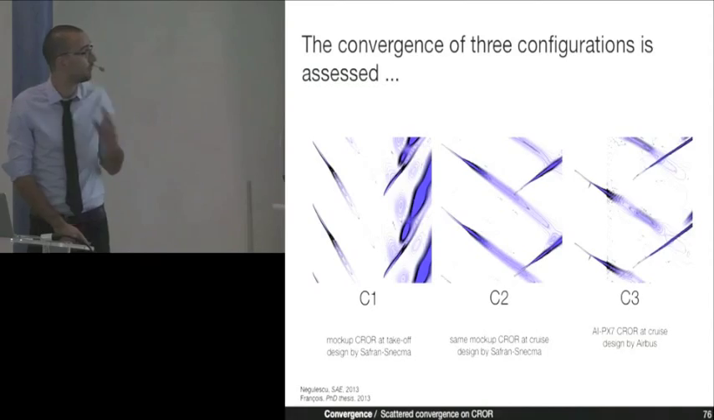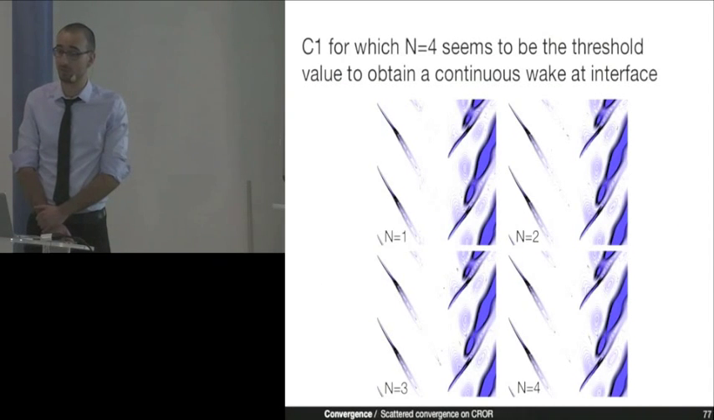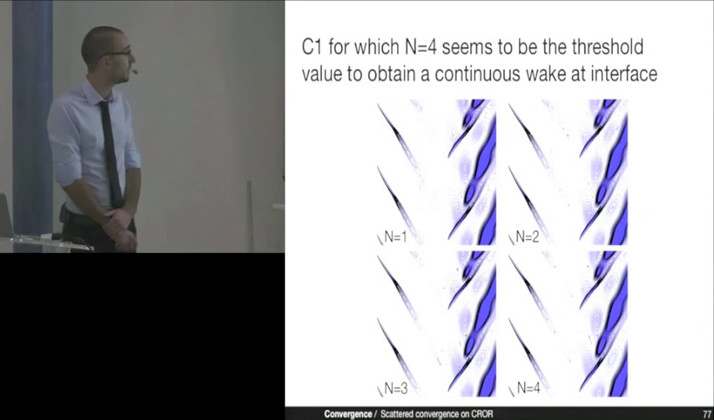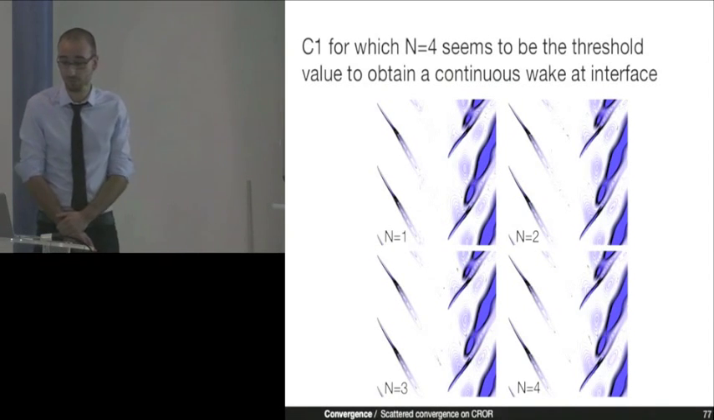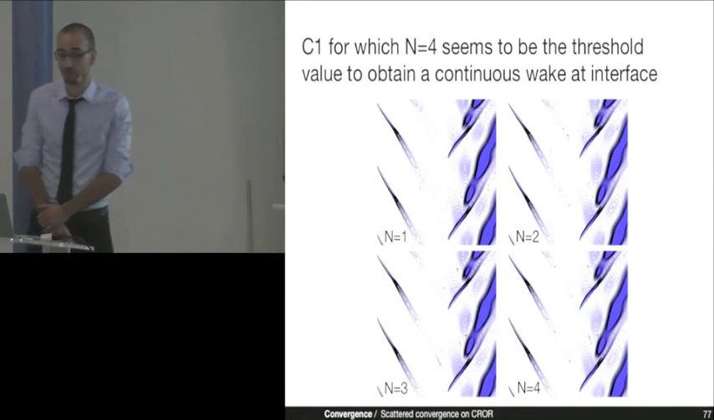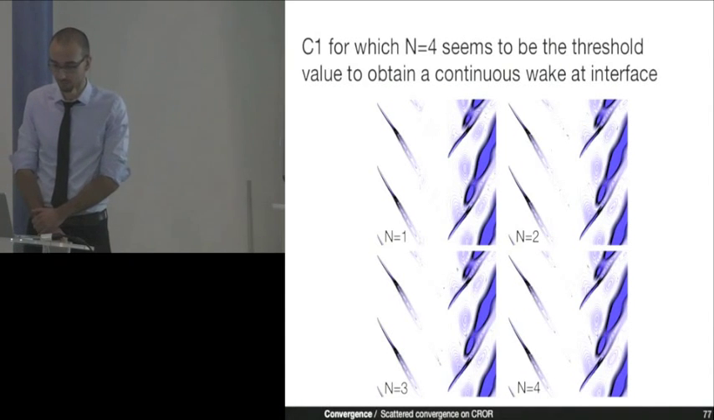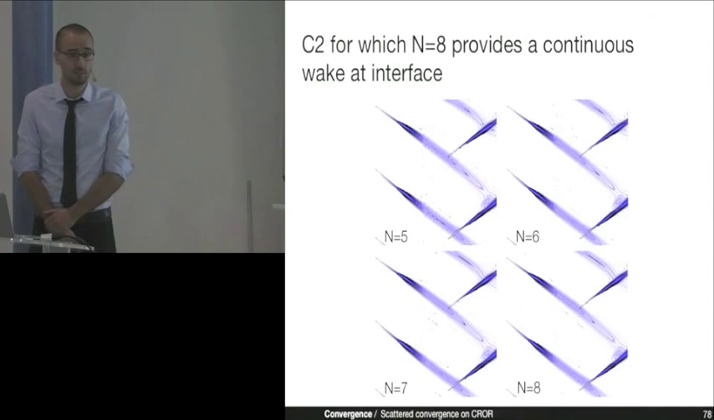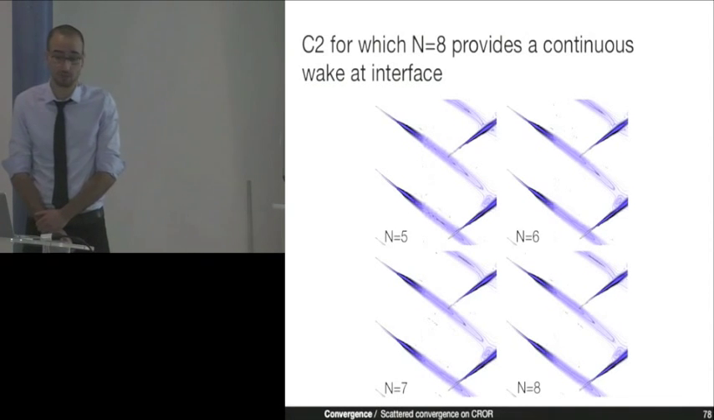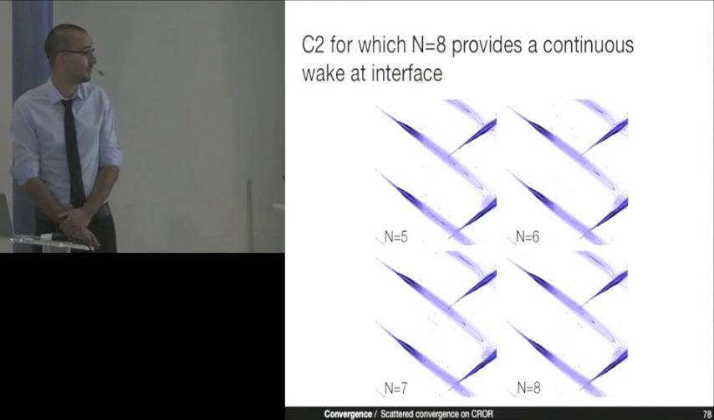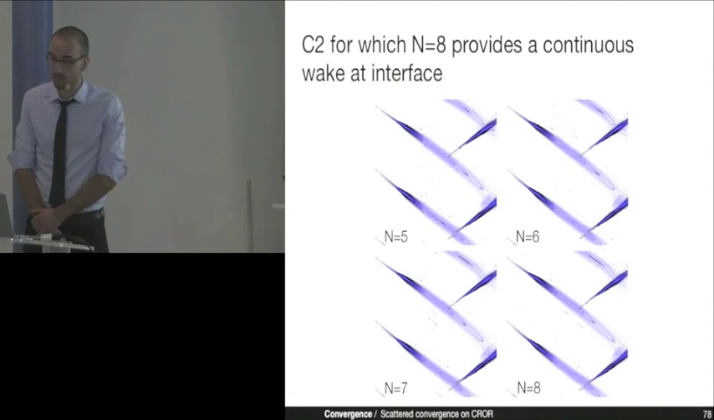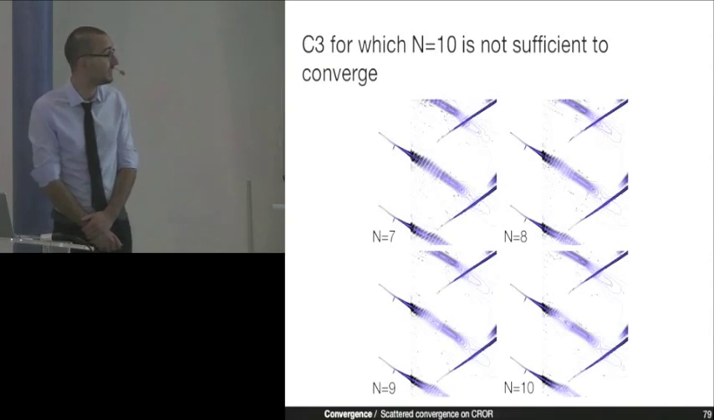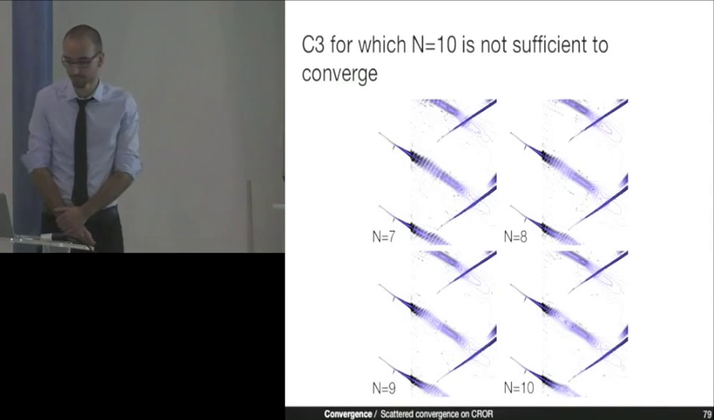So the first configuration is the configuration that was used in the introduction, so you will see the same graph. And you can still see that n equal 4 seems to be a good threshold to obtain a continuous wake at the interface. For the second configuration, we can see that it is not n equal 4, but n equal 8 that seems to provide a continuous wake at the interface. Finally, for the third configuration, we can see that n equal 10 is still not sufficient to converge.